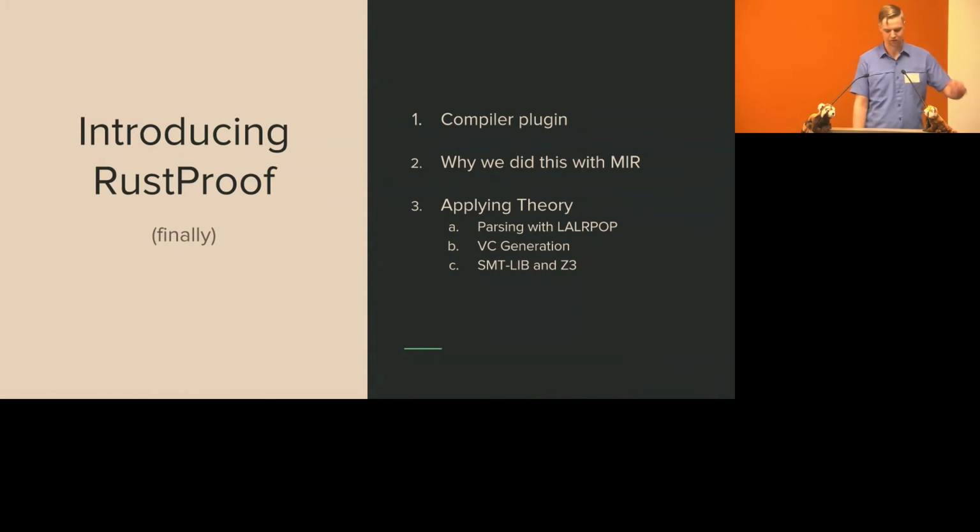And now we get to finally talk about what we actually built. Hi, I'm Michael Salter. So the software we built is called RustProof, and it's a compiler plugin. We're going to go over some of the design decisions we made, and then actually follow through the program, kind of step by step, and how it works.